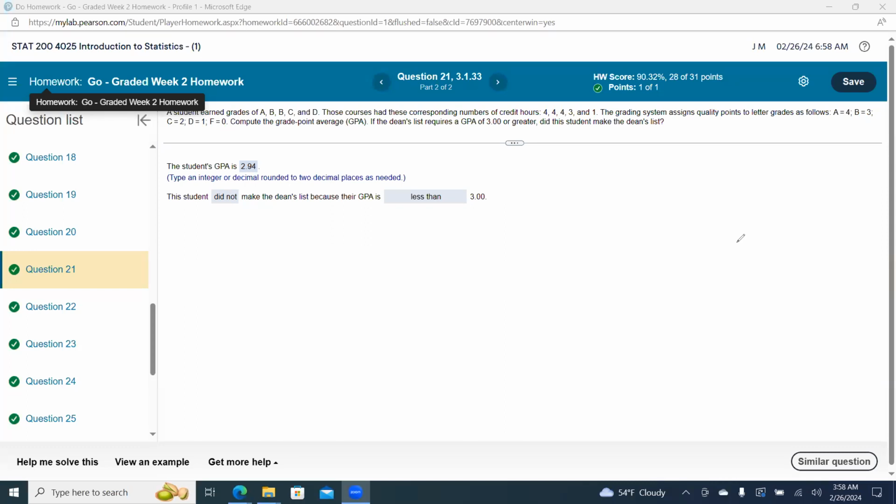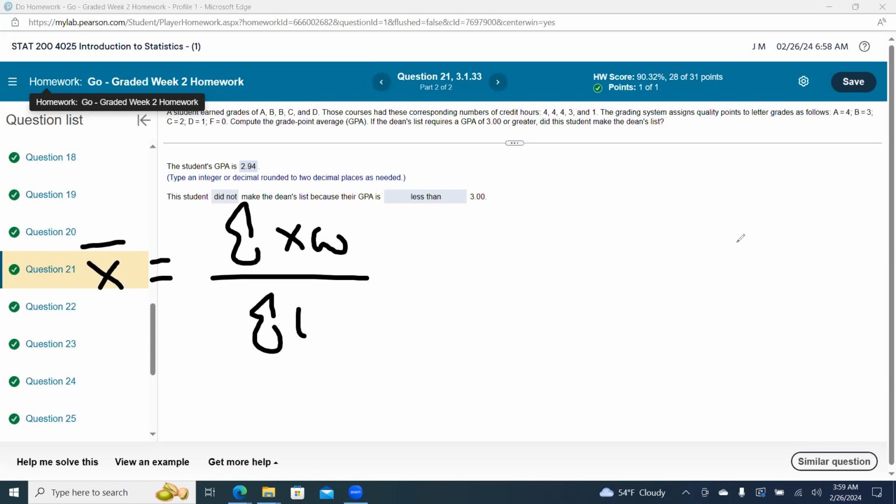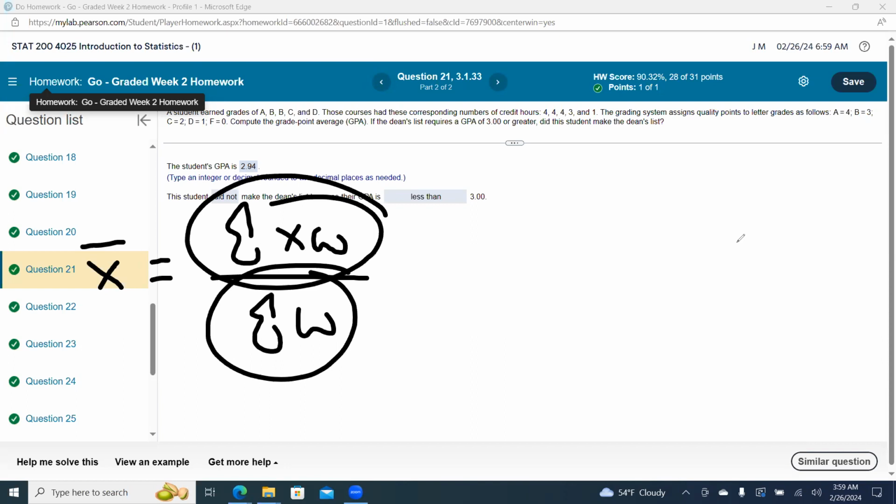Okay, so this is a good one. A weighted mean is the sum of all x times the weights divided by the sum of all weights. That's what it is. This is kind of like the sum of all x, and this is kind of like n. But it's the sum of all x's times weights divided by the sum of the weights. So let's see if we can do this.